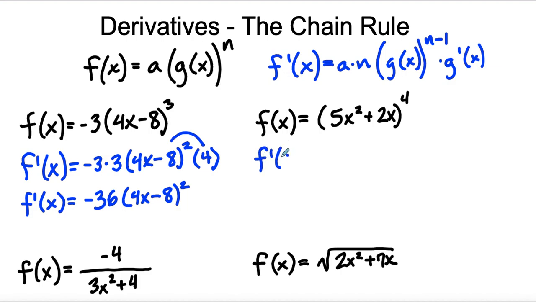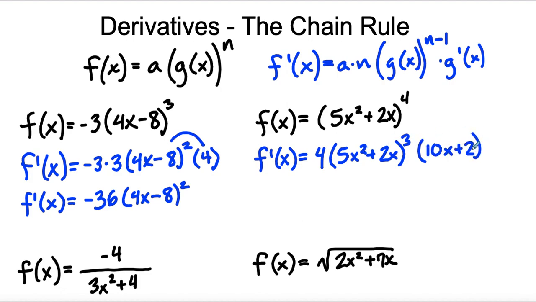On to the next one, we're going to have f prime of x again. So we're going to do the same process. Now there's only a 1 out front. There's no number written here. So we're just going to bring the 4 down. Then we're going to have 5x squared plus 2x. We're not going to touch that yet. We're going to subtract 1 from the exponent. And now we're going to take the derivative of the inside, which is just going to be 10x plus 2, and we're going to multiply it at the end.